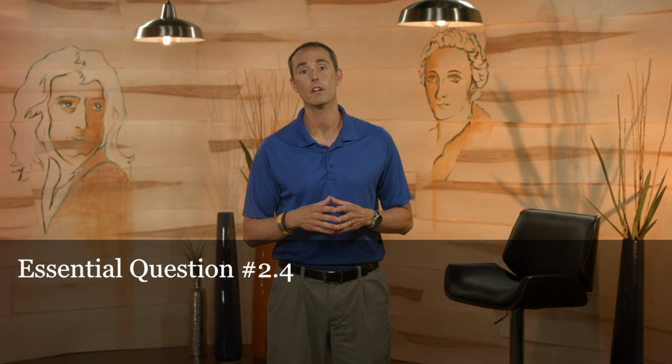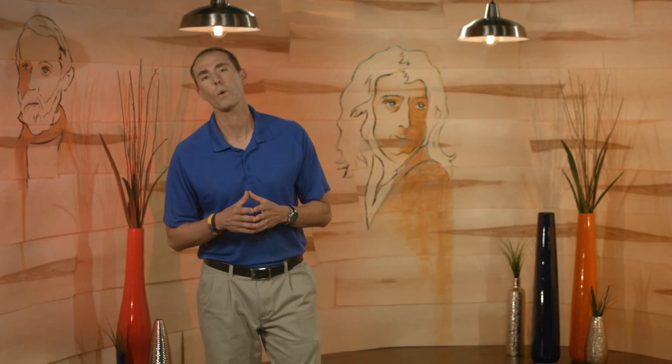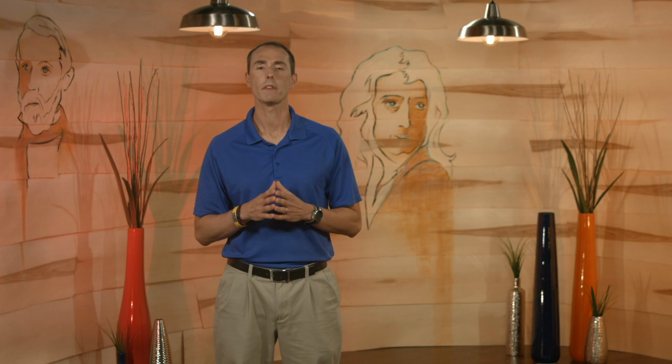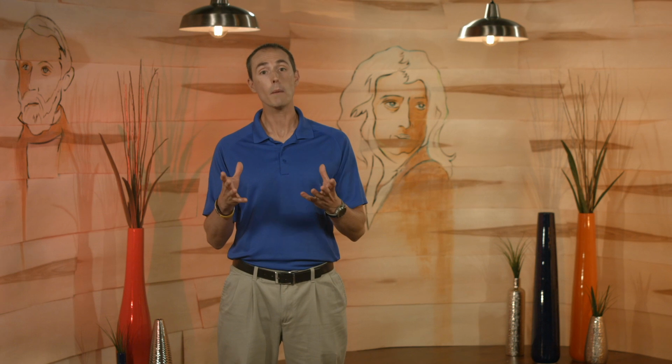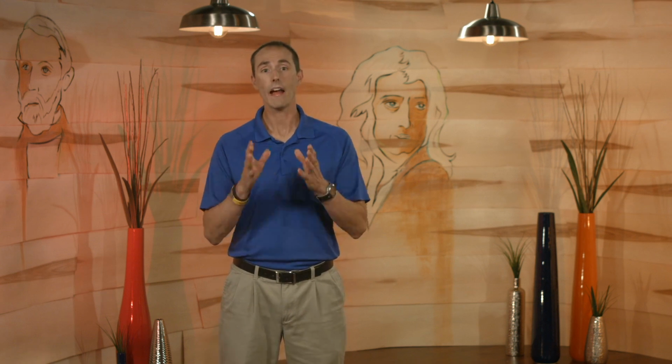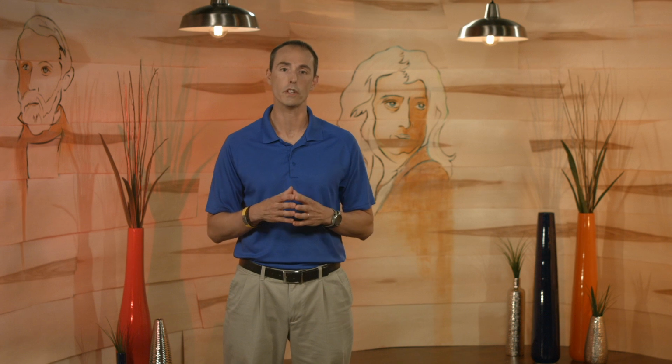So the essential question you'd like your students to be able to answer is, how do I derive a composite function? What we need right away is for students to understand what it looks like to see a composed function. And I think what we want is we want them to look for maybe four things. Can they recognize that something like the square root of x squared minus 7 is a composed function, and that x squared minus 7 is actually inside another function, the square root function?